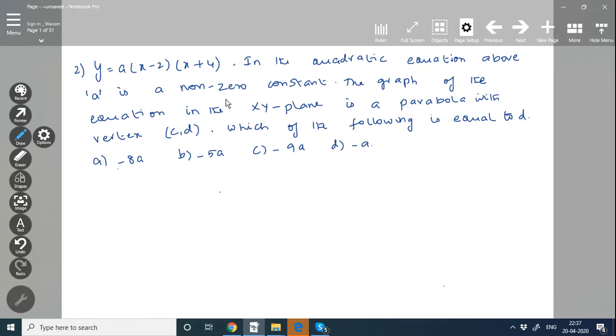So the next problem is on converting a quadratic equation from the intercept form to the vertex form. The form that is given is known as the intercept form because y equal to a into x minus 2 times x plus 4. If we equate y to 0, the intersection points with the x-axis will be x equal to 2 and minus 4.